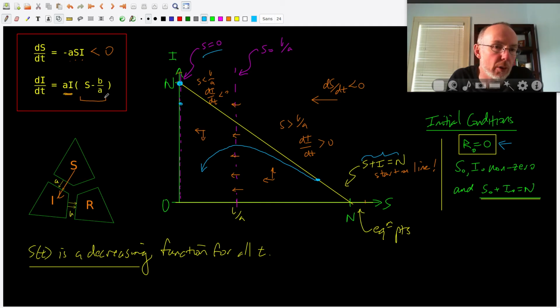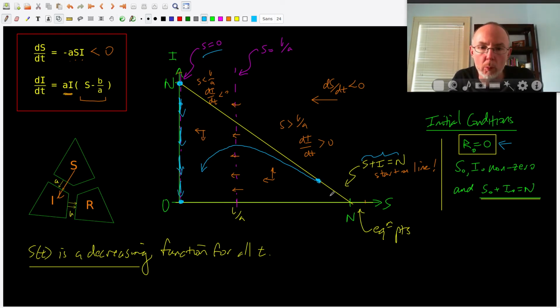But when S is equal to 0, this is negative, and so the trajectories on this line, the line where S is equal to 0, are straight down towards that fixed point there. So if I hit that line, if I hit the y-axis, we're heading straight down. So this must curve around because it can't cross this, because if I get there, I'm going straight down.